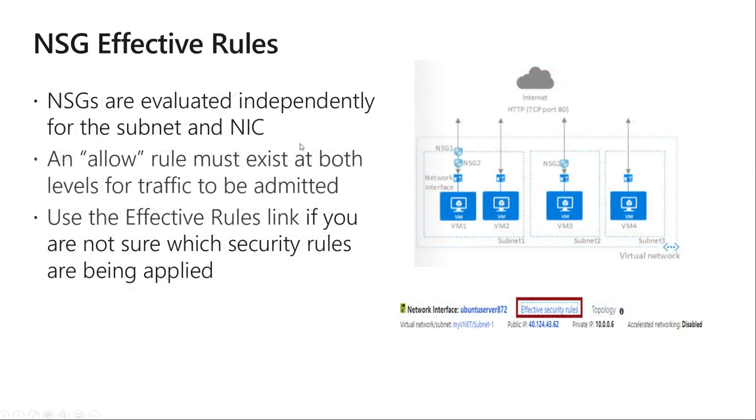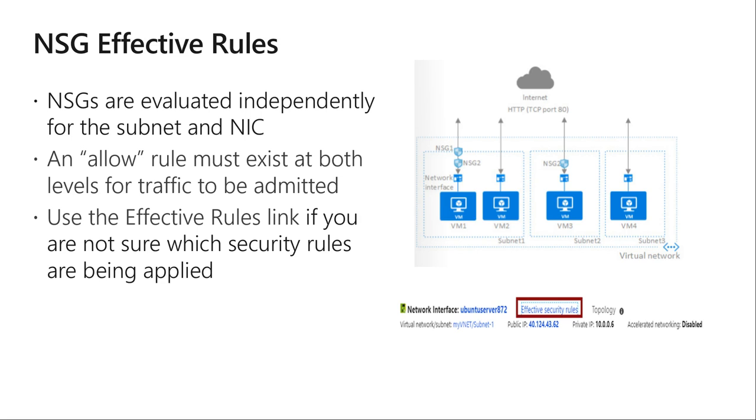So there's also another thing called NSG Effective Rules. Be cautious when you want to apply an NSG to both your VM and subnet level at the same time. The NSGs will evaluate independently, and an allow rule must exist at both levels, otherwise traffic will not be admitted. So you must be very cautious.